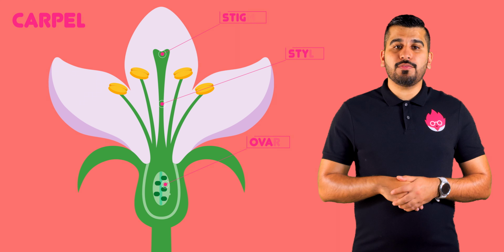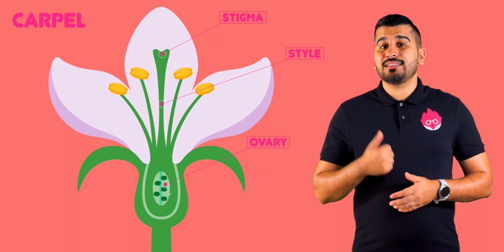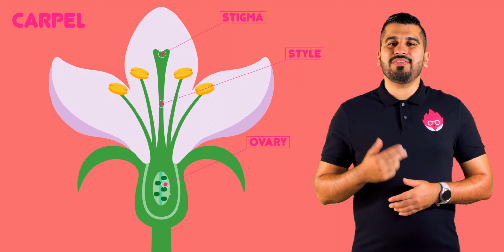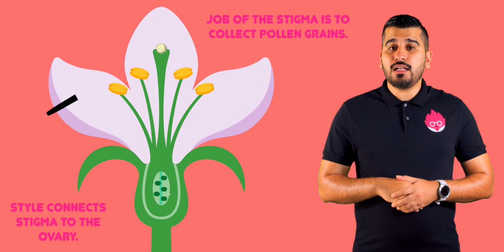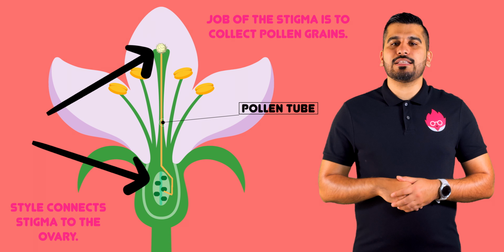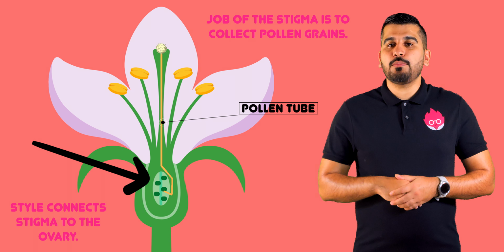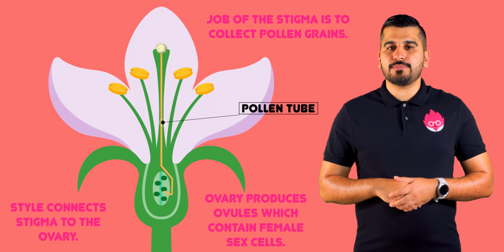The female part of the plant is called the carpel and is composed of three parts, the stigma, the style, and the ovaries. The job of the stigma is to collect pollen grains. The style connects the stigma to the ovary and the pollen tube grows down this structure after pollination. But more about this later. The ovary produces the ovules which contain the sex cells.